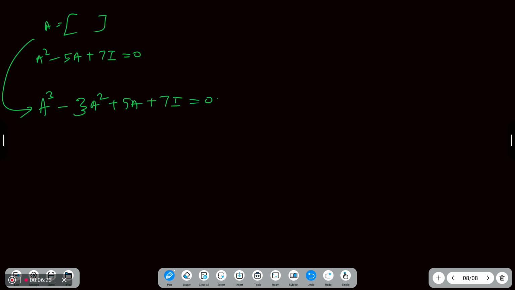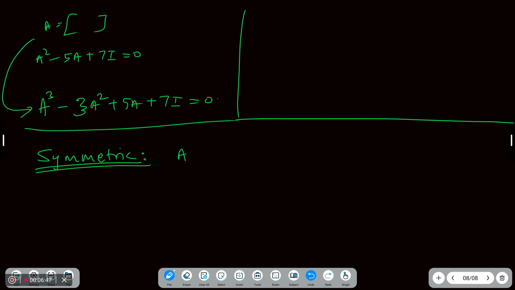Okay, right. Third chapter, next we can move to symmetric and skew symmetric. That is one of the important topics. So first we'll see what is symmetric. Symmetric matrix, listen carefully. That is very simple. In the symmetric, you have to take a transpose, so you should learn the transpose matrix.